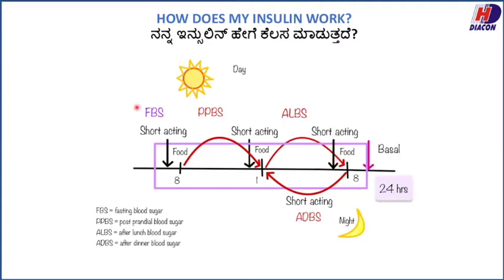So which are the sugars controlled? Your fasting sugar is controlled by your basal insulin. Post-meal sugars are controlled by the insulin that you take with your food. That is your mealtime insulin. So PPBS is controlled by the morning short-acting insulin. After lunch, sugars are controlled by the afternoon short-acting insulin. And after dinner, sugars are controlled by the night dose of short-acting insulin, the dose that you take before dinner.